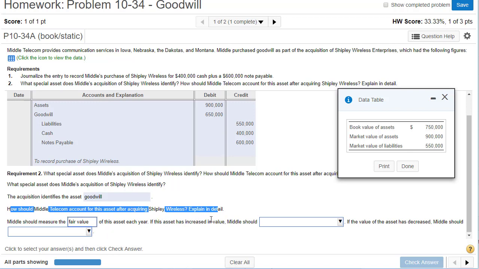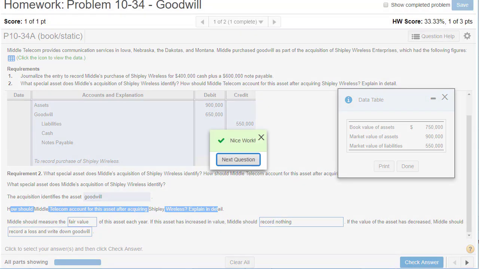And if the asset has increased in value, because we're conservative as accountants, we record nothing. So the company gets no benefit on the books if the goodwill increases. But if the value of the asset, and the asset is goodwill, has decreased, we need to record a loss and write it down. Again, because accountants tend to be conservative. And that's it.